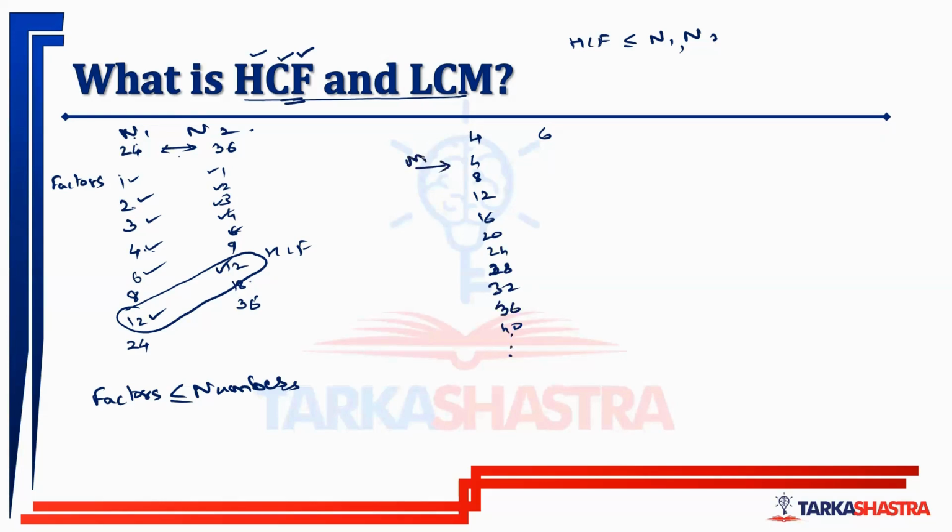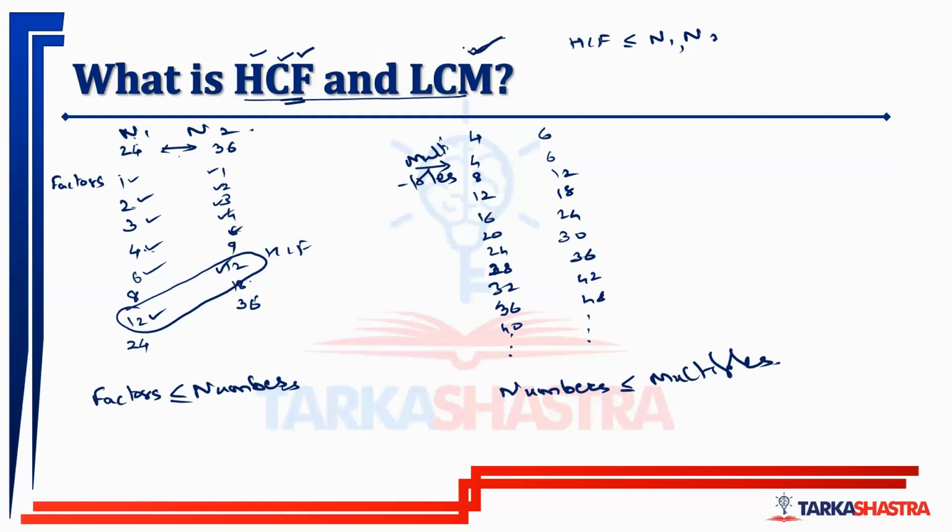These are known as multiples. So we understand what M is. M is multiples. Multiples are greater than the numbers. If you look at the multiples of 6: 6, 12, 18, 24, 30, 36, 42, 48, and so on. So numbers are generally less than or equal to the multiples. We understand what multiples are, and that multiples are greater than the numbers.